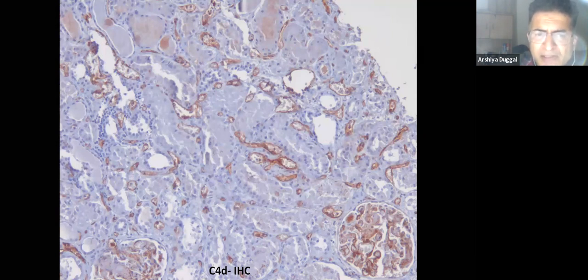The advantage with immunohistochemistry is that you need only a single core, and you need not have two cores. On a single core, you can do the routine morphology as well as C4d immunohistochemistry, and SV40 immunohistochemistry if required. So in this case, C4d was positive by immunofluorescence as well as by immunohistochemistry. Yes, immunofluorescence is a better methodology than immunohistochemistry. You have to remember that.